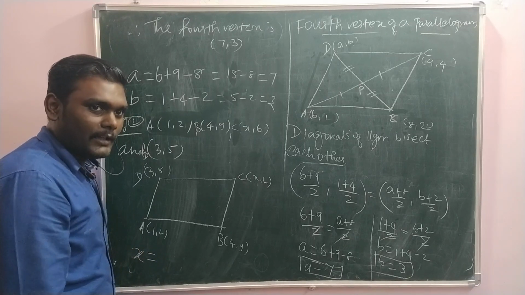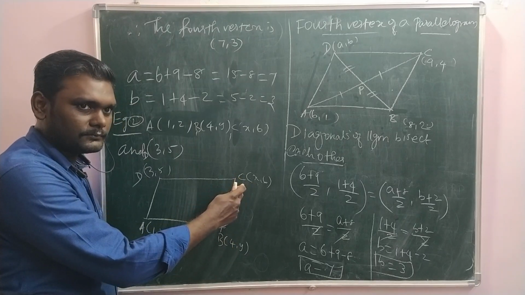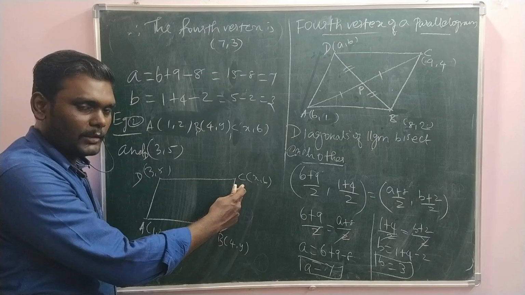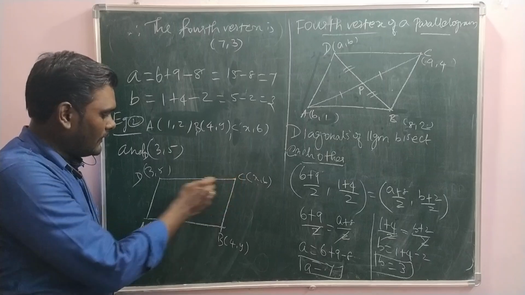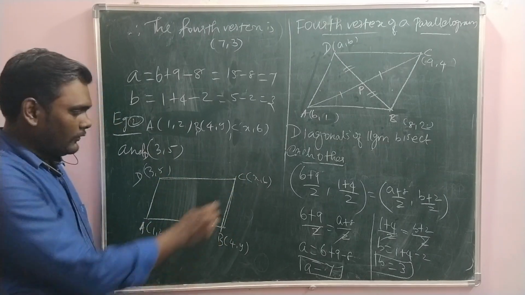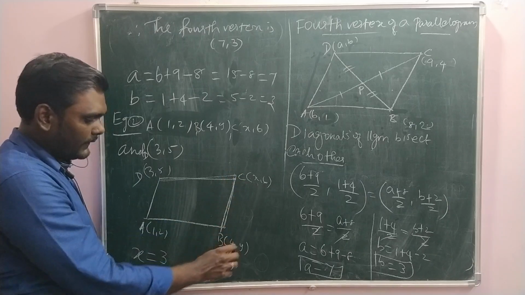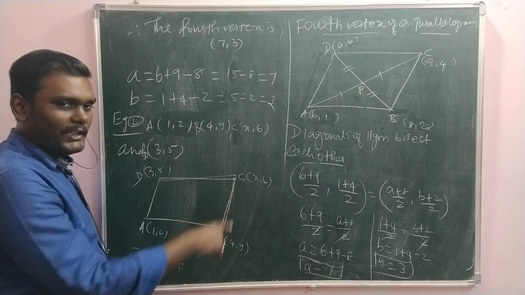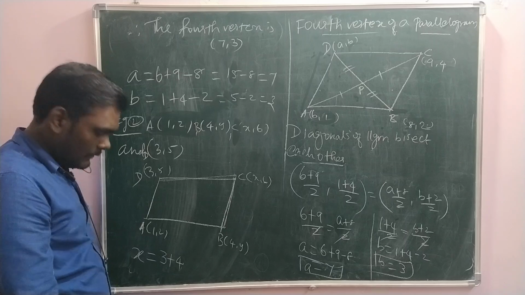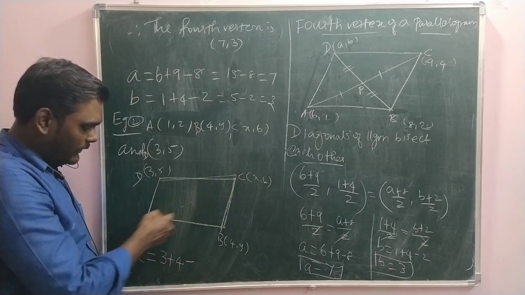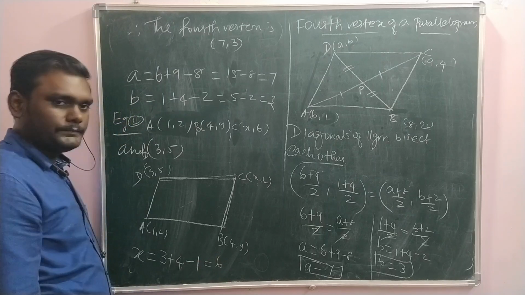What is the formula I said? Formula in the sense, the idea: add the adjacent. Who is adjacent for C? Adjacent means these two are adjacent. This one has x coordinate 3, this one has x coordinate 4. I added the adjacent. Then what? Hey, are you getting it or not? Minus, subtract the opposite. Who is opposite to C? 1. So it is 6.